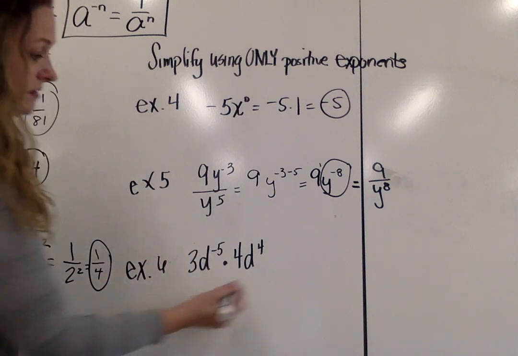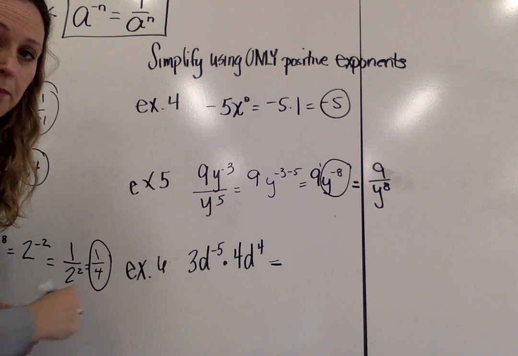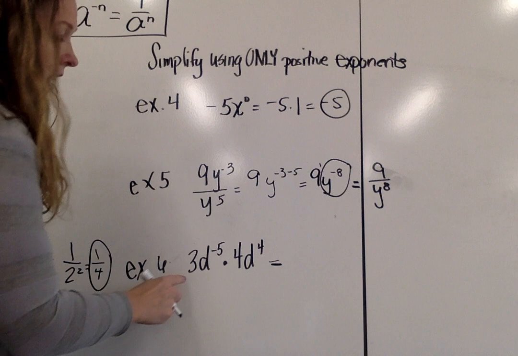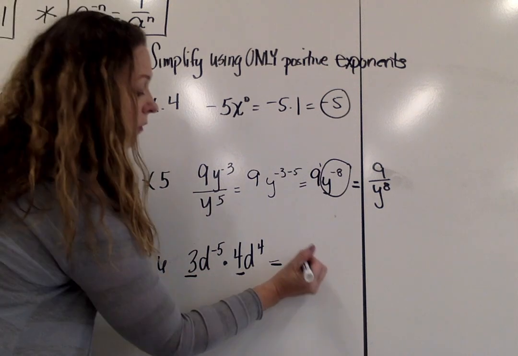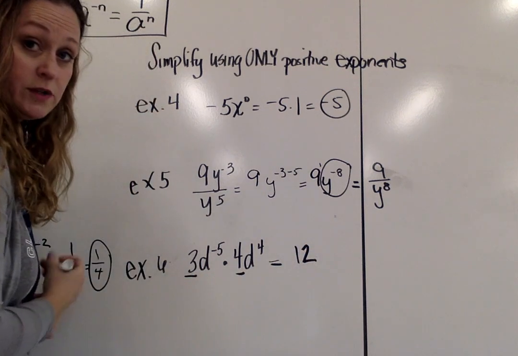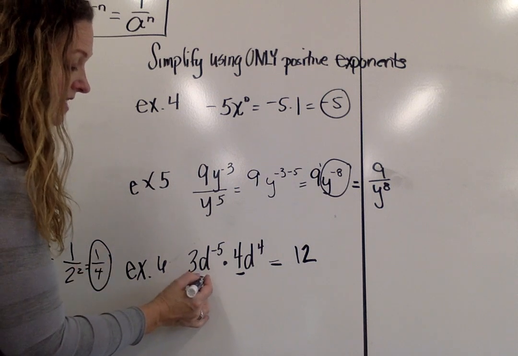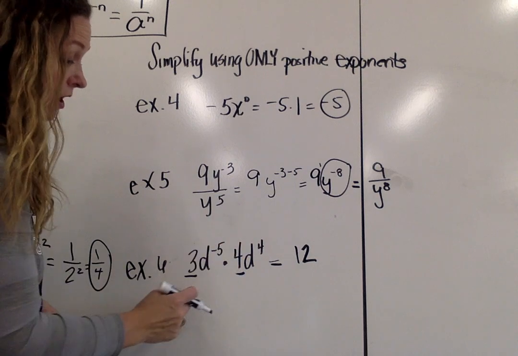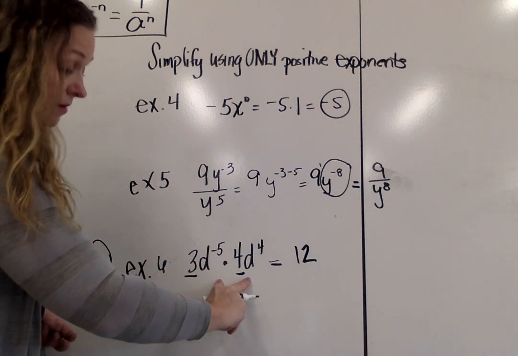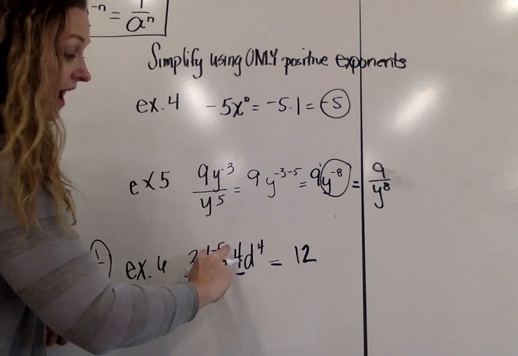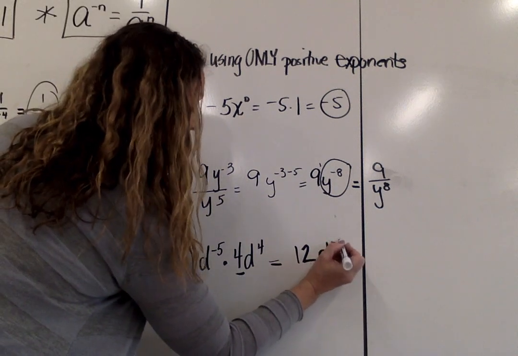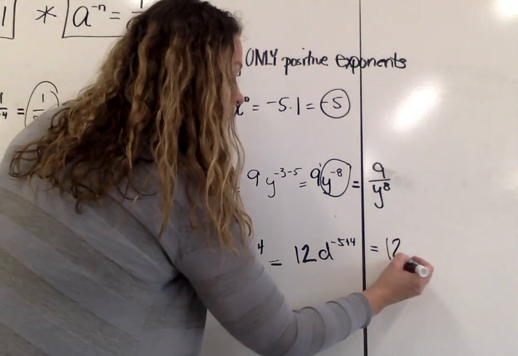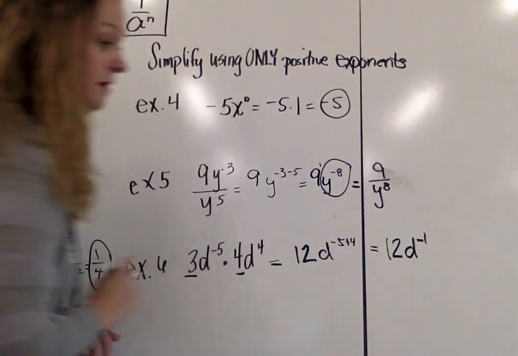In example 6, the power property of multiplication, or product property, means that I'm going to multiply 3 and 4. That's 12, because those are my coefficients. My bases are d's. One has a negative 5, one has a 4. So when I'm multiplying the same base, I add my exponents. So that's negative 5 plus 4. I end up with 12d to the negative 1.